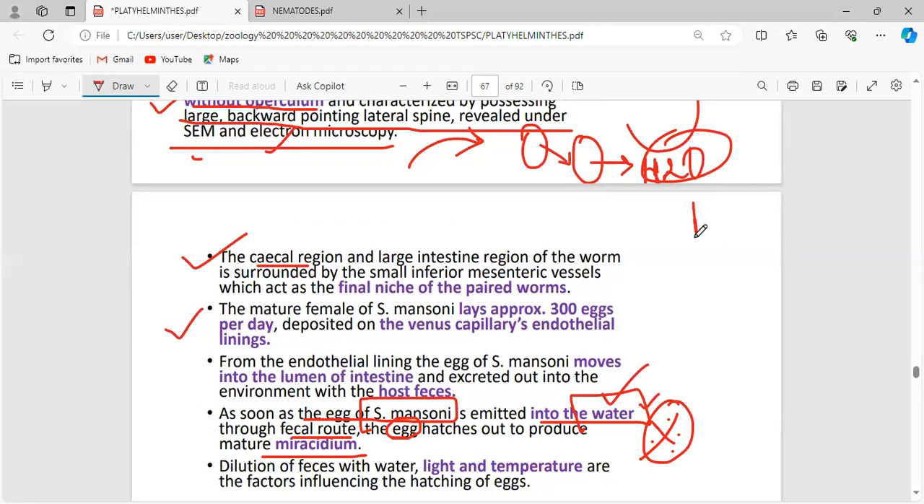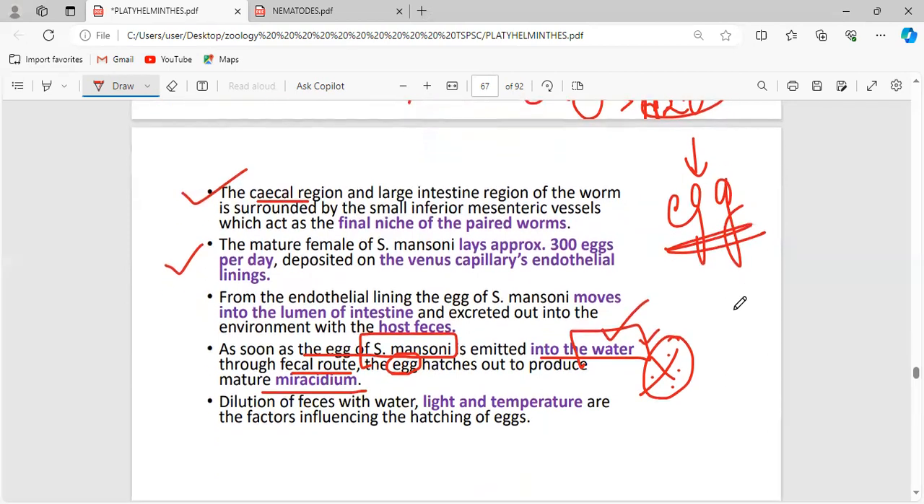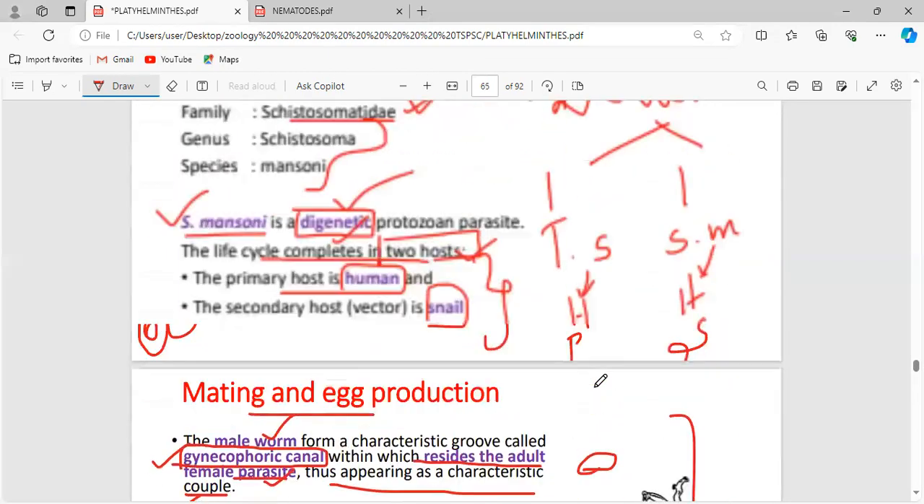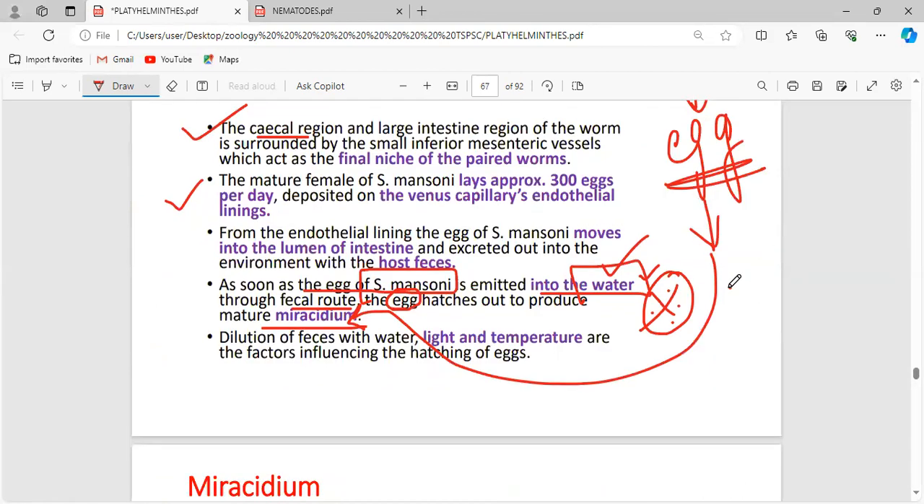In that water, the eggs will hatch out. Okay, in the water, the eggs will hatch out, and what do the eggs give rise to? The egg will give rise to the miracidium. Okay, this is the most important thing. This is the seventh important point you have to keep in mind.